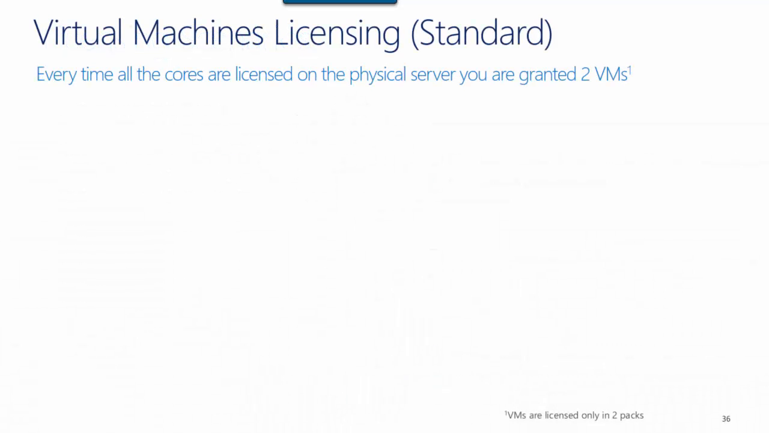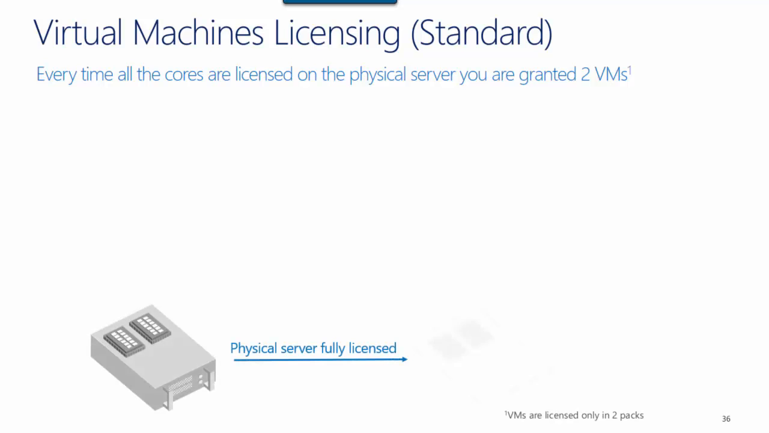Each time you license the cores, you're licensed for 2 VMs. This is with Standard. Obviously with Datacenter, it's a different calculation. But because Standard is the volume product that is shipped through the OEM channel, we'll focus on this one for now and visit Datacenter in the future if needed. So if the physical server is fully licensed, then all cores are licensed, so that's 2 VMs.